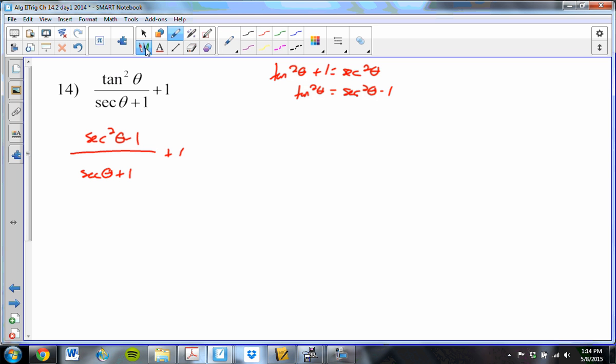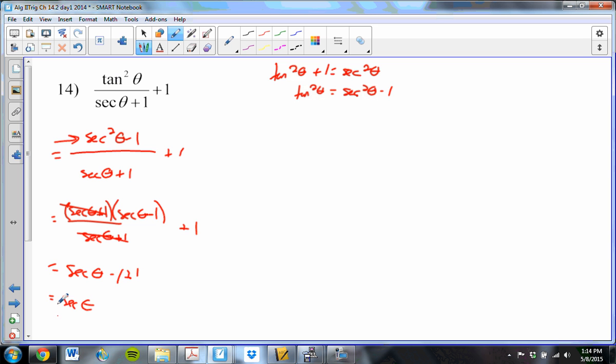Well, this on top, this is a difference of squares. It can factor into secant theta plus 1 and secant theta minus 1 over secant theta plus 1 with a plus 1 on the end. This secant theta plus 1 cancels with the secant theta plus 1. So you have secant theta minus 1 plus 1, which is just secant theta.